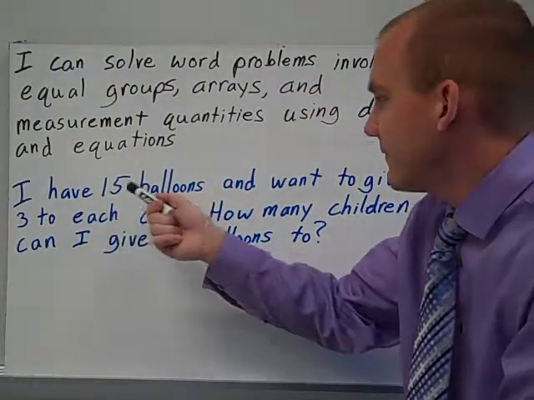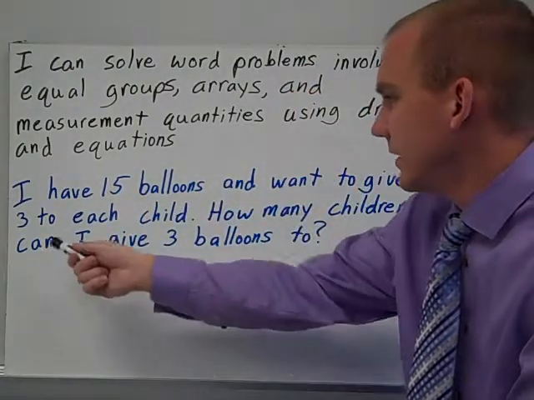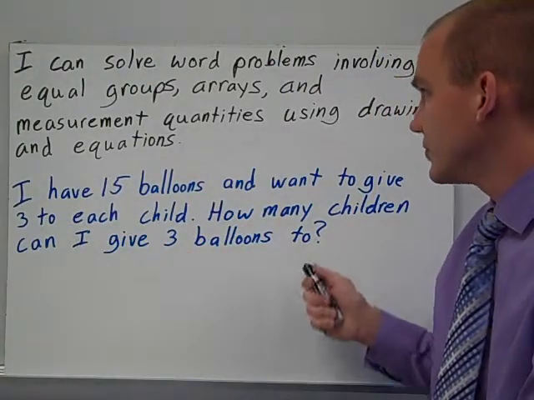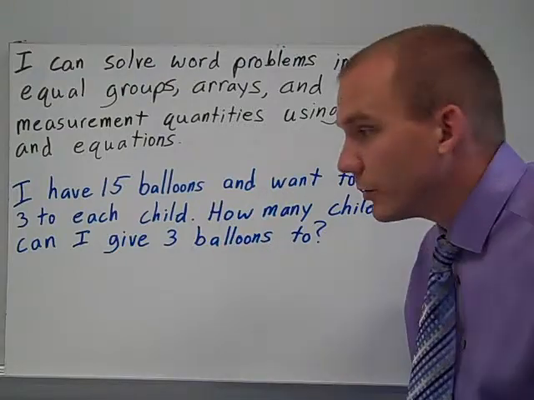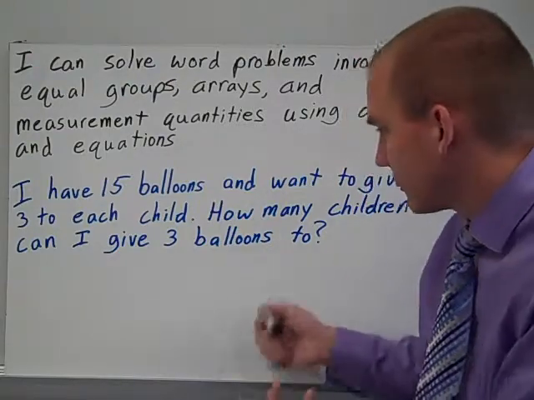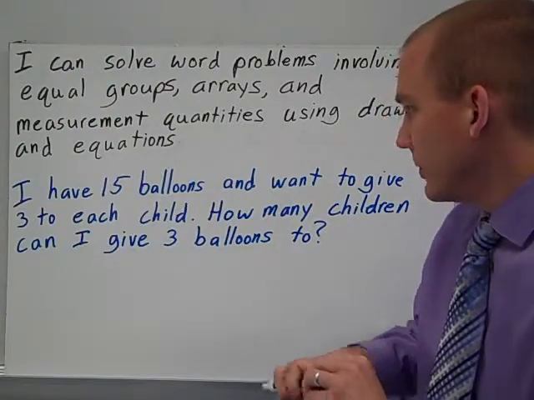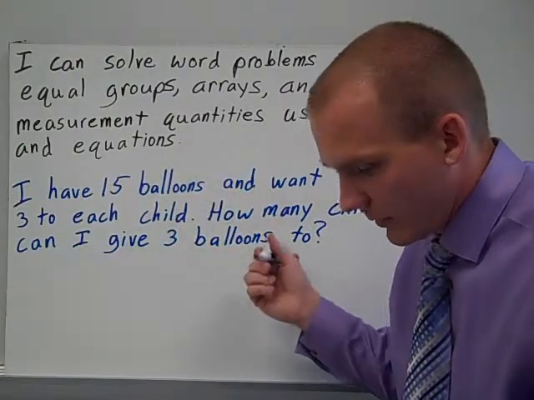So I have 15 balloons and want to give 3 to each child. How many children can I give 3 balloons to? So in this case, I'm looking for equal groups. How many children can I give 3 balloons to? This relates back to division. So what we're really doing is 15 divided by 3.